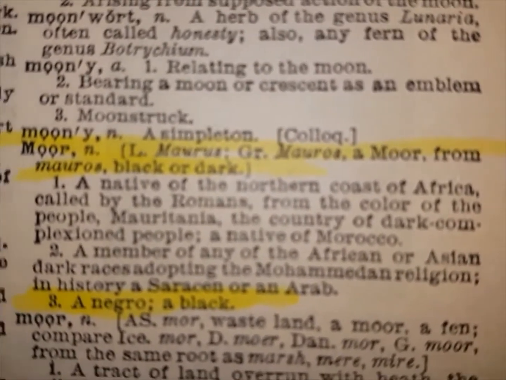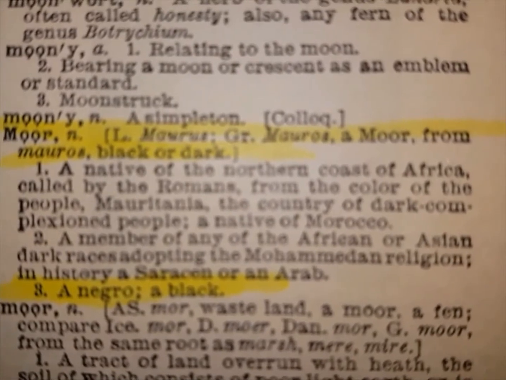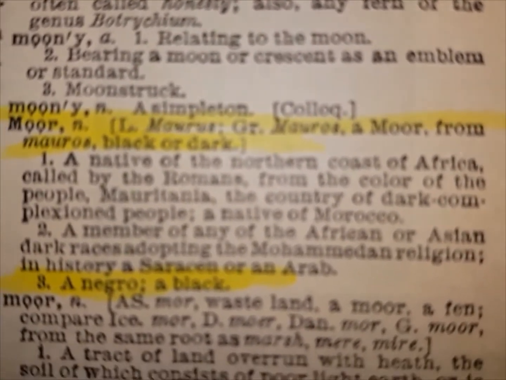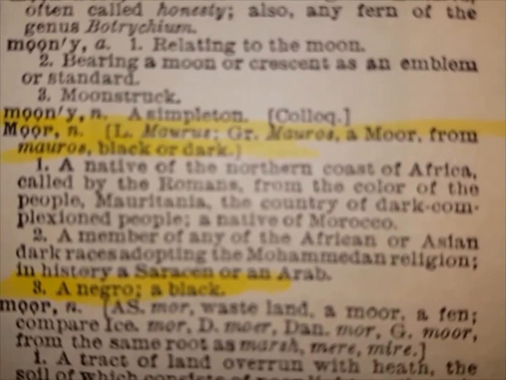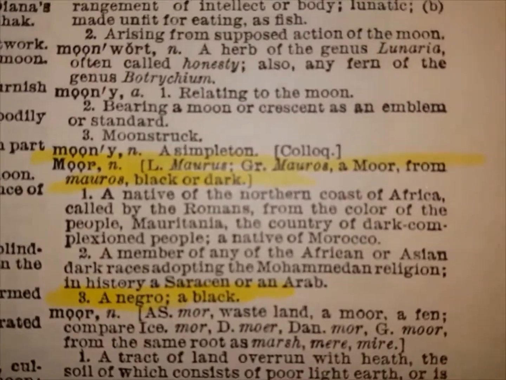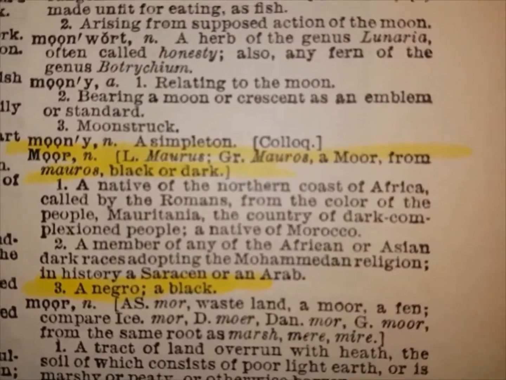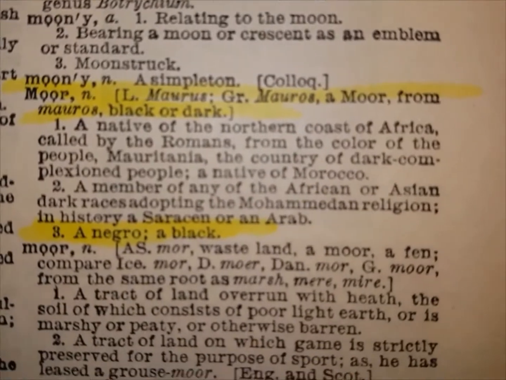Latin Maurus, that's M-A-U-R-U-S, just in case that's a little blurry. Greek Mauros, M-A-U-R-O-S. A Moor, from Mauros, black or dark. So that's what it means according to Webster's dictionary so far, right? And we're just reading the etymology portion of the definition, right?